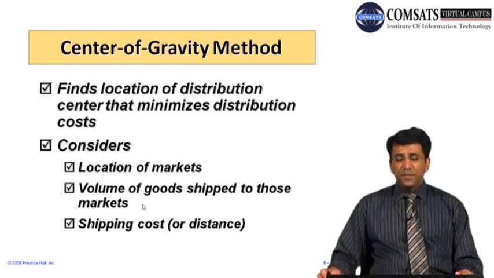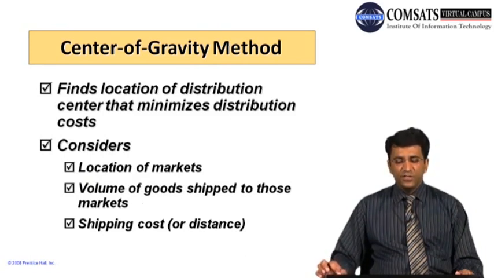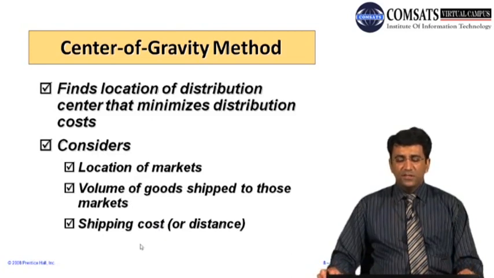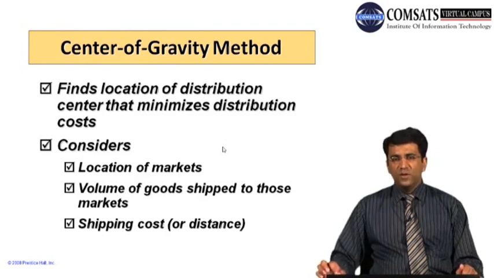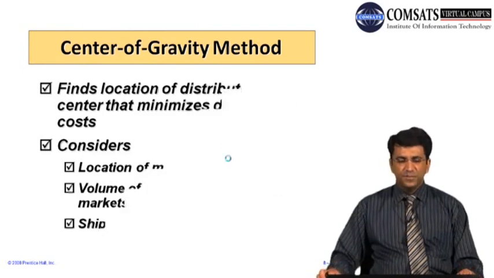In this particular method, the operations manager will have to take into account some important things like the location of markets and the volume of goods shipped to those markets, that is the quantity of goods they want to ship to those particular markets. Then shipping cost or the distance. So these are the three most important factors which the operations manager should consider carefully if he wants to use this technique of center of gravity method for finding out the optimum location for his organization.